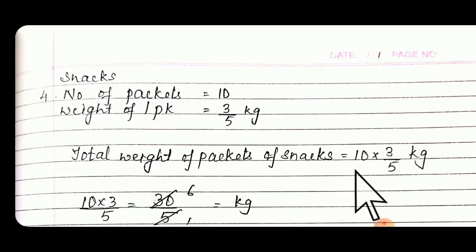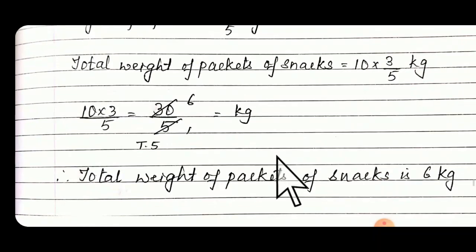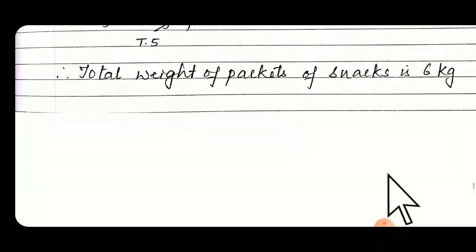10 into 3 by 5. So 10 will get multiplied by 3. 10 into 3 by 5. It will be 30 by 5. So reduce it into simplest form. So it becomes 6 kg. Total weight of packets of snacks is 6 kg.